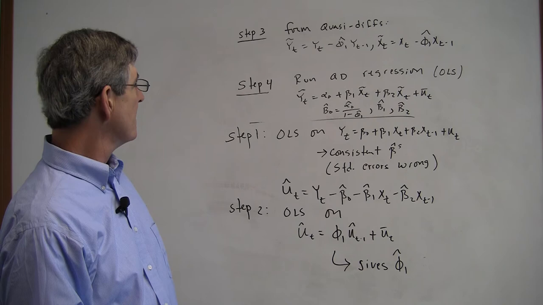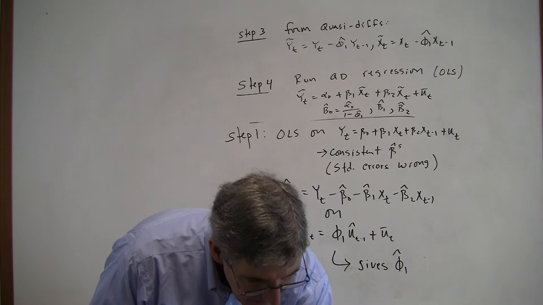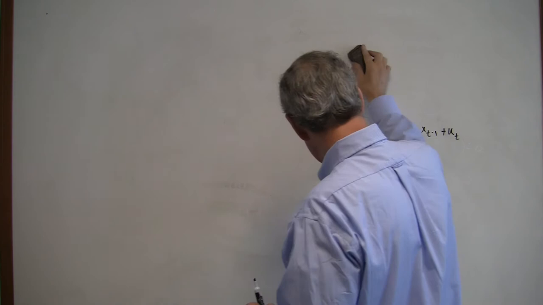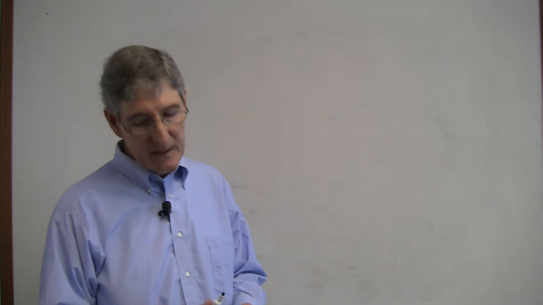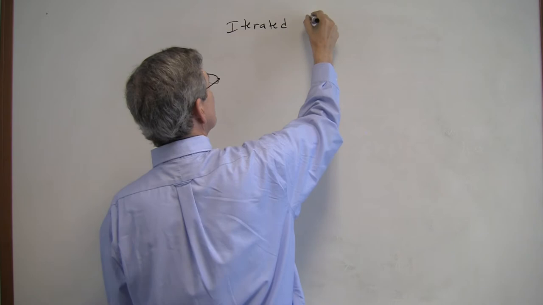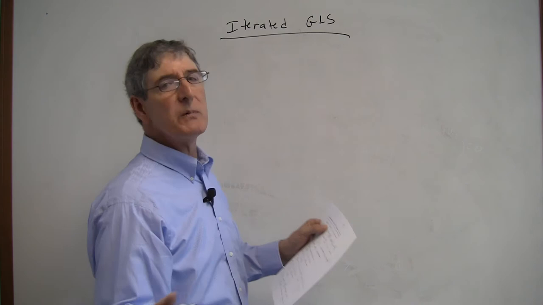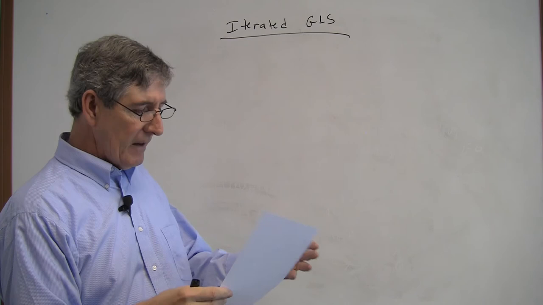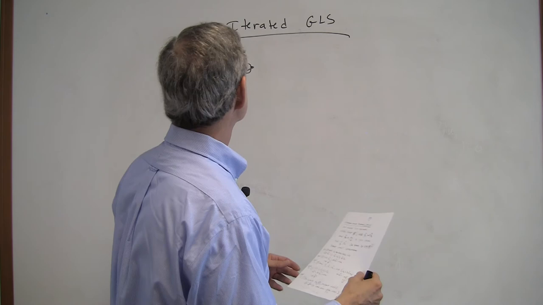Now, this is a one-step procedure. There's also a way to do this that's an iterative procedure. Now, there's no theoretical increase in efficiency or consistency from this iterative technique, but it seems to help, and most of the time it's done. So now let's look at iterated. This is problem 3 on the empirical assignment, iterated GLS. So we're going to take the procedure we just did and loop through it, and we'll keep getting new estimates of phi 1 each time. Then we'll stop when those estimates don't change by very much. We'll specify what that tolerance is, what that convergence criteria is. So iterated GLS. Okay. It's just like before.